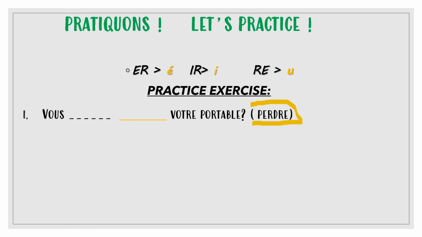Composed tense. So we need avoir in the present tense and the past participle of this verb, perdre, which means to lose. So it says, vous, blank, blank, votre portable. Did you lose your cell phone? Okay, so we have here the verb perdre. We're going to drop the RE, and we're going to add a beautiful little U. And we get perdu. What about avoir? What is it going to be?